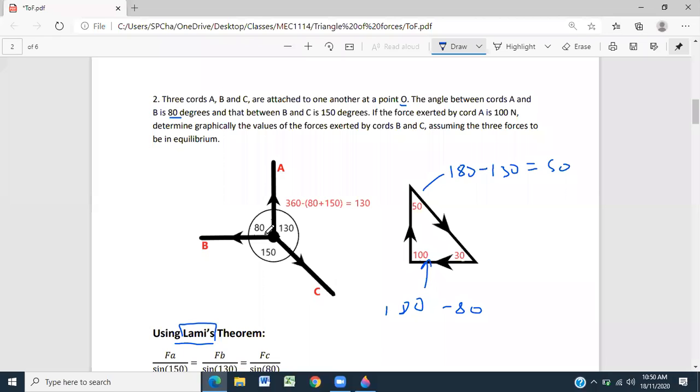Okay, so this angle here, sliding up here. So this angle here, 180 minus 150. And this here should give us 30. So we found all three angles and we were given the length of one side, so we can use sine rule. So let me just go over the sine rule.